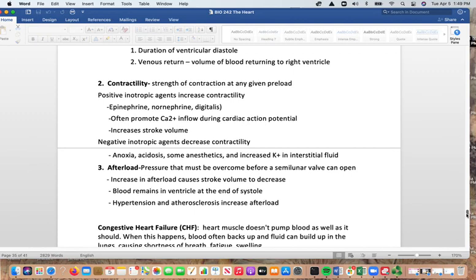Negative inotropic agents decrease contractility. That would be anoxia, so a lack of oxygen, acidosis, some anesthetics, and increased potassium in the interstitial fluid.